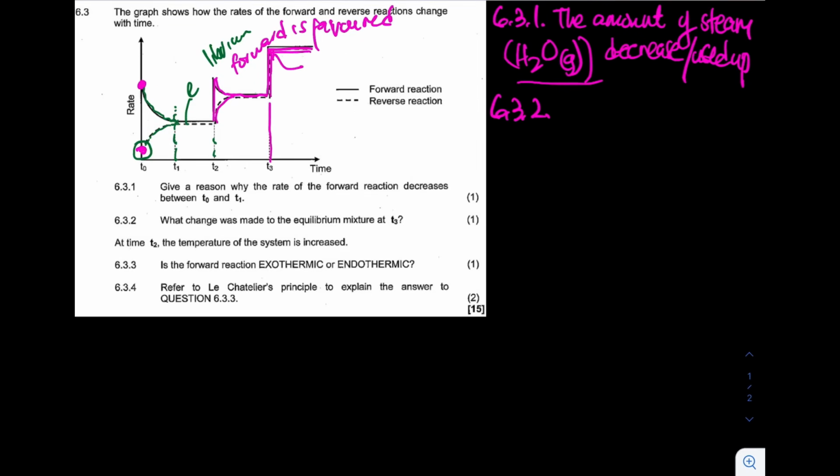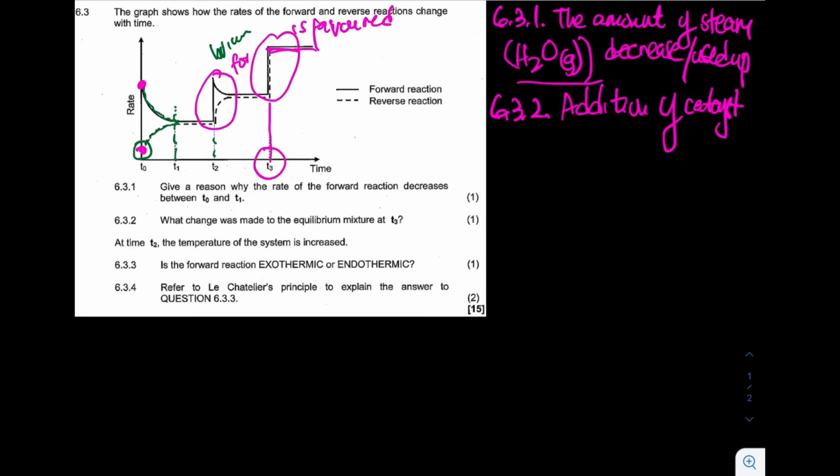6.3.2. What change was made at equilibrium at T3? They're looking at T3 there. Guys, when they increase both the rate of forward and reverse in the same way, if you look here, the increase in the rate at T2 is not the same, but the increase here is the same, and it reaches the same equilibrium. So when it's like that, guys, there's an addition of what? Catalyst. A catalyst, in equilibrium, increases both the rate of forward and reverse.